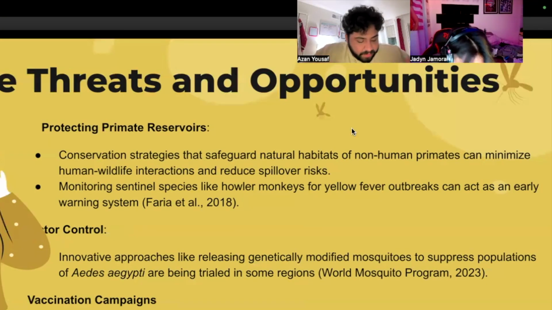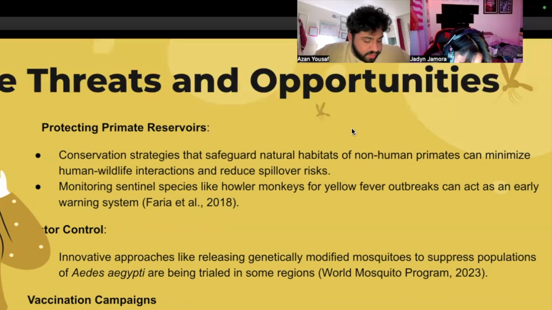First, under protecting primate reservoirs, conservation strategies are crucial. Safeguarding the natural habitats of non-human primates minimizes human-wildlife interactions and reduces the spillover risks, like we said before. Additionally, monitoring sentinel species such as howler monkeys serves as an early warning system for potential yellow fever outbreaks in the future. Next, in vector control, innovative approaches are being explored.